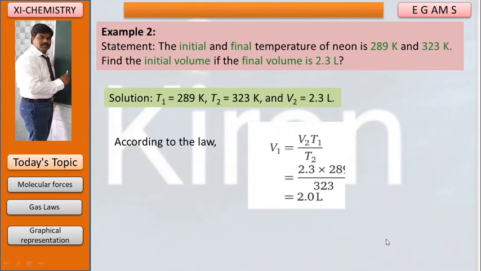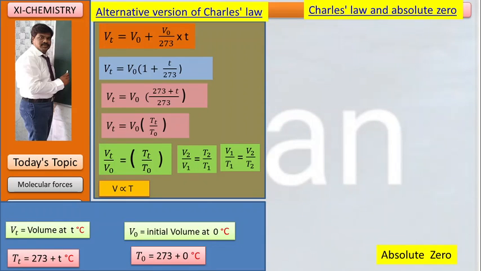So this is the substitution. V1 is equal to V2 T1 by T2. When you substitute 2.3 into 289 by 323, you will get the answer 2 liters. Therefore, the final volume is 2 liters. These are the two numerical examples based on your calculations. Okay. Next one. So this I have explained to you.